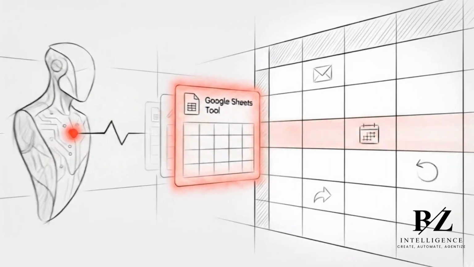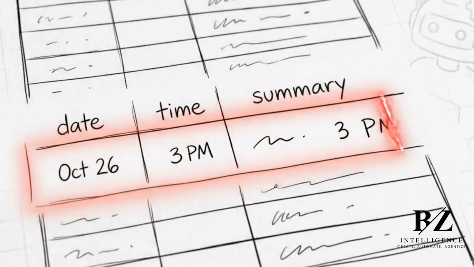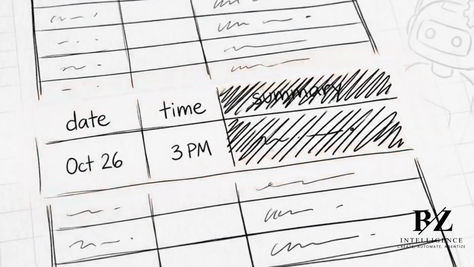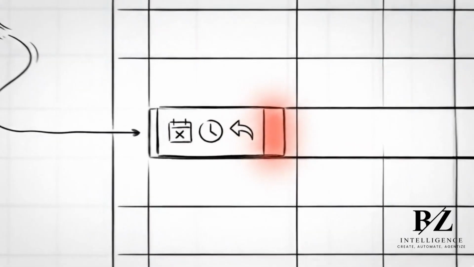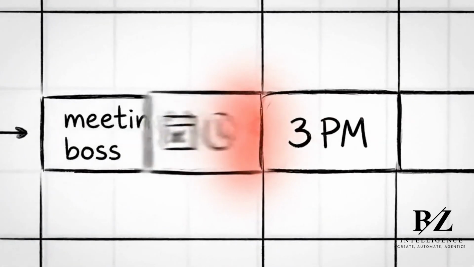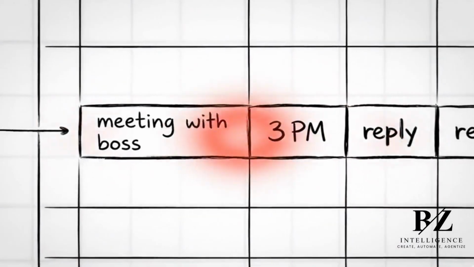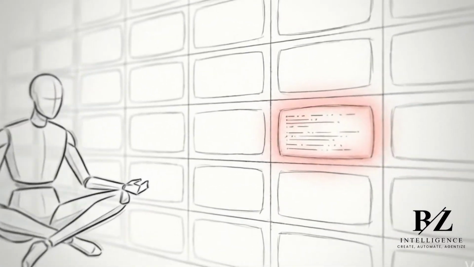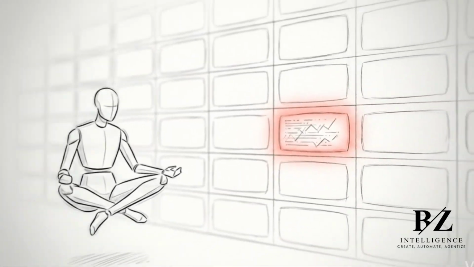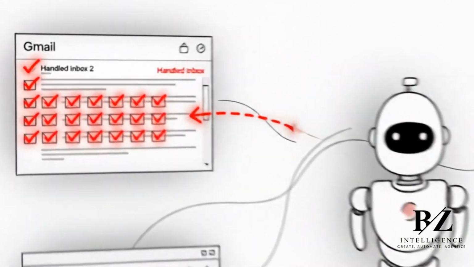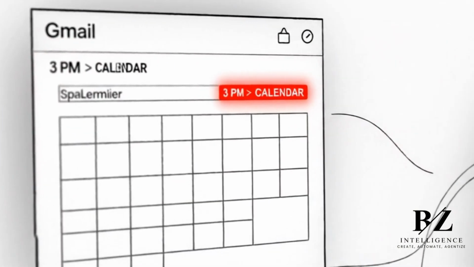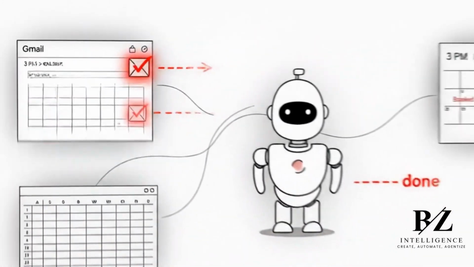Finally, log everything. It chooses the Google Sheets tool. Add a row with date, time, summary. One more API call. "Add this to my sheet. Meeting with boss, 3 p.m., replied." Google Sheets updates silently in the background. And just like that, in under a minute, your inbox is handled, calendar is updated, and everything is neatly logged.